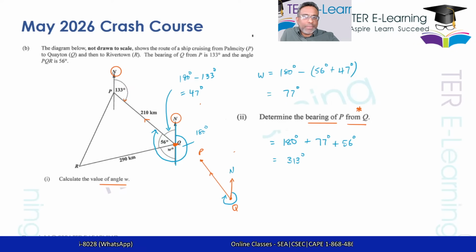All right. The next thing that we want to calculate is the distance RP. So let's see how we do that.